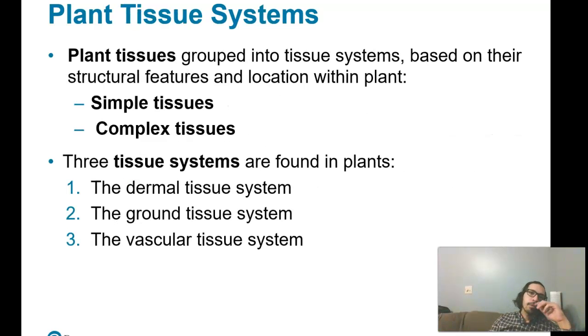For plant tissues, the plant tissues are grouped into tissue systems. So there's complex tissues and simple tissues. The simple tissues consist of only one type of cell, and the complex tissues contain several types of cells. And so the three tissue systems are the dermal tissue system, the ground tissue system, and the vascular tissue system.